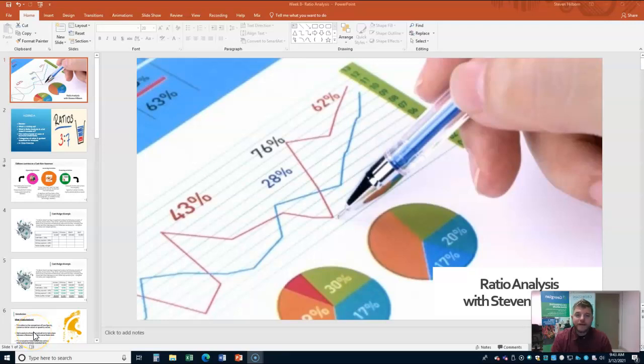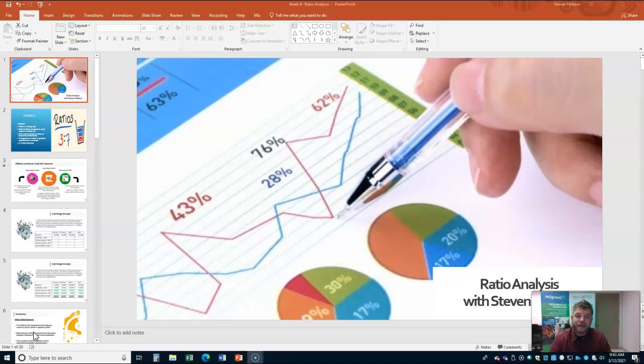Good morning, everyone. So welcome back from reading week. This is week 8 of ratio analysis. We just completed week 6 and 7. This will be the final week before our next 15% test.